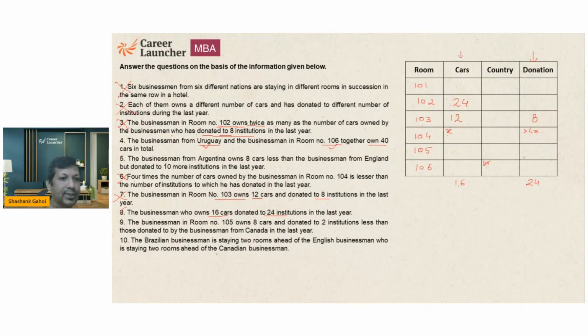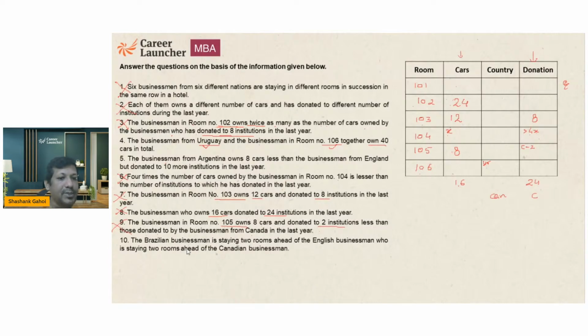The businessman in room 105 owns 8 cars and donated to 2 institutions less than donated by the businessman from Canada last year. Okay, so if the Canada guy is donating C, then this guy is donating C minus 2. So this is what we are having so far. So for Canada, the total value is C. Okay, so again, I have used it completely. Now I am going to read the last statement. If you face any issue or don't understand any point I am making, just do ask.